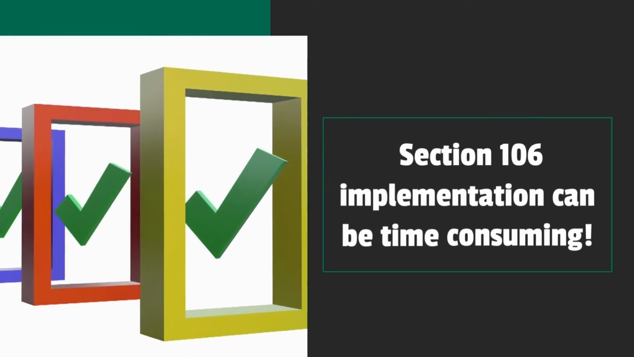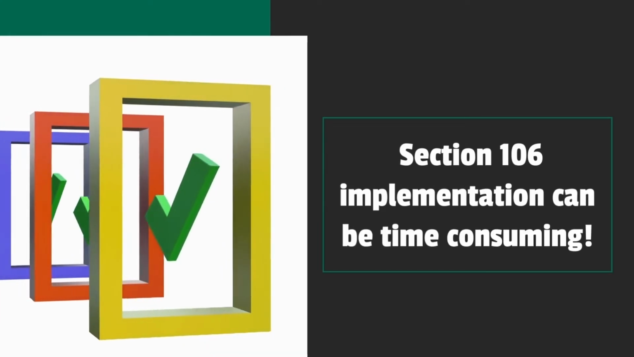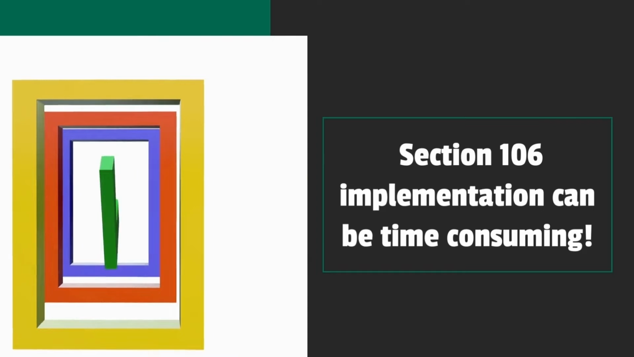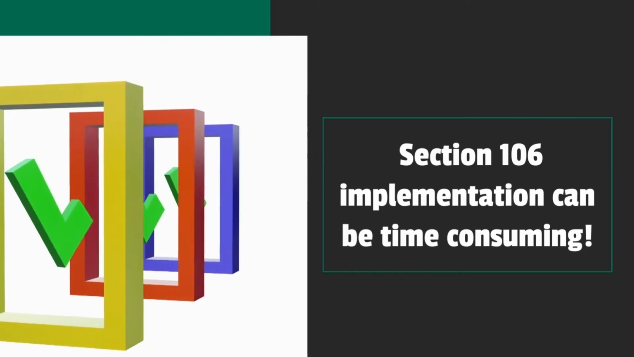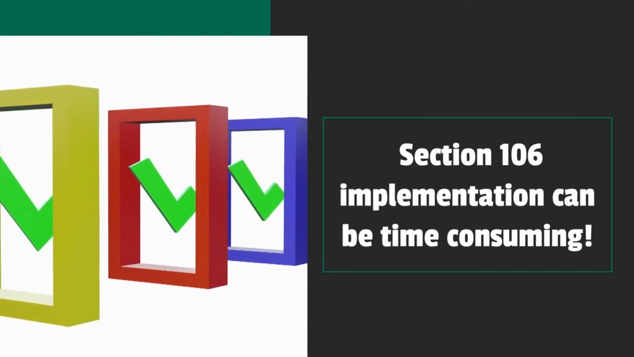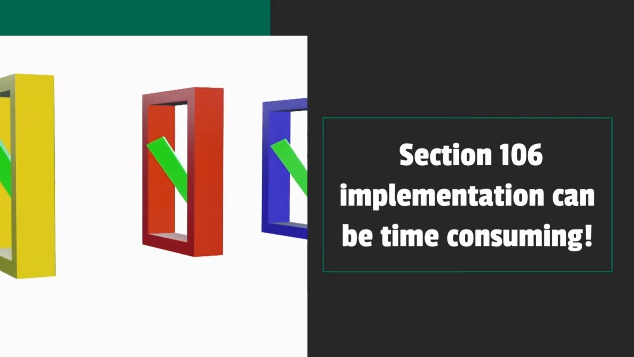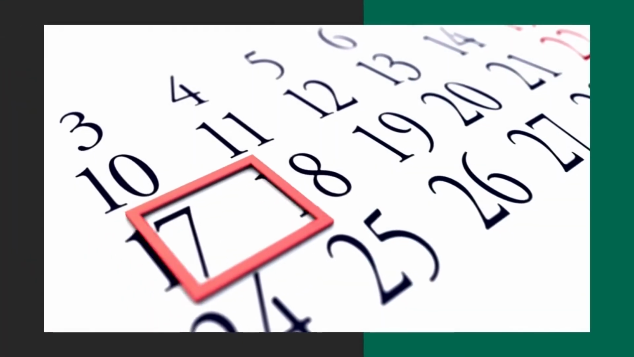Participants should be aware that Section 106 implementation can be time-consuming. The more detailed and complete the information provided is, the faster the process of evaluating it and completing the process will be. The process can take longer than 30 days if it is determined that there are effects to cultural resources.